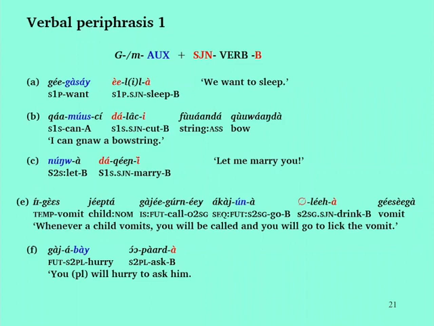Note here that the dependent main verb is always in the subjunctive form, characterized by the subjunctive subject indexing pattern, combining the dependent prefix set and the suffix set B. For example, 17B, which is qamusch dalach fuanda huanda. I can ignore a bowstring.